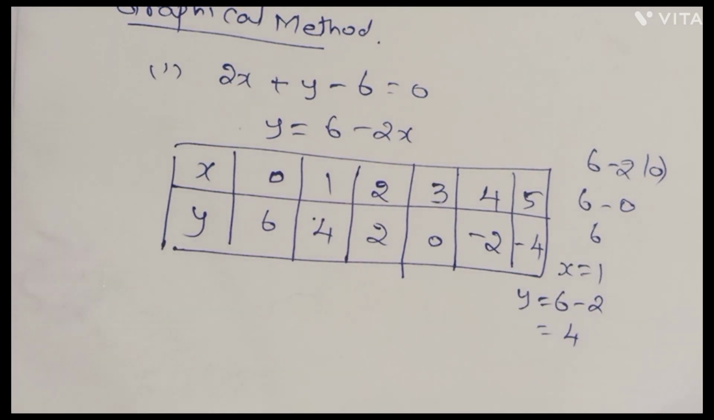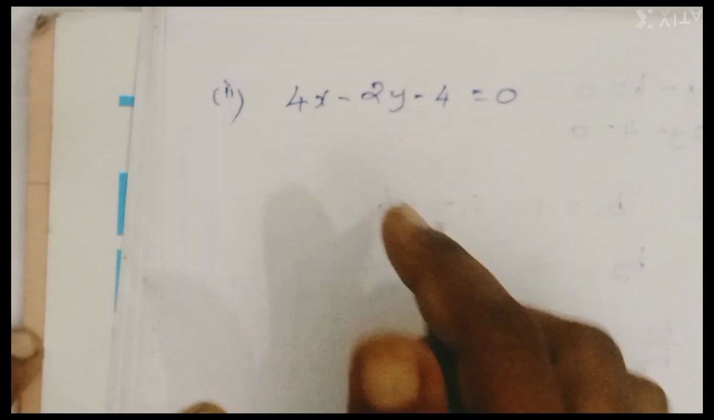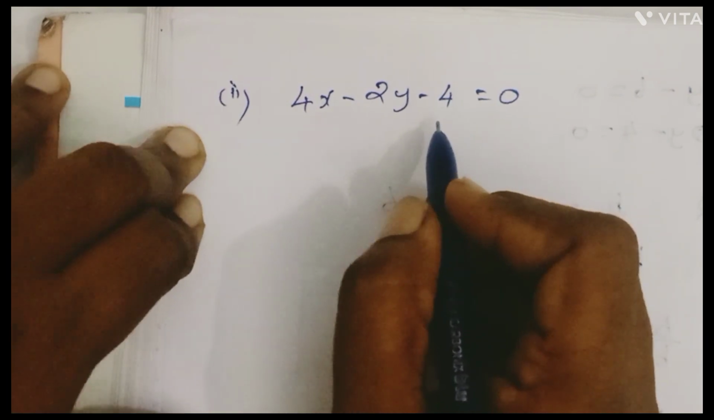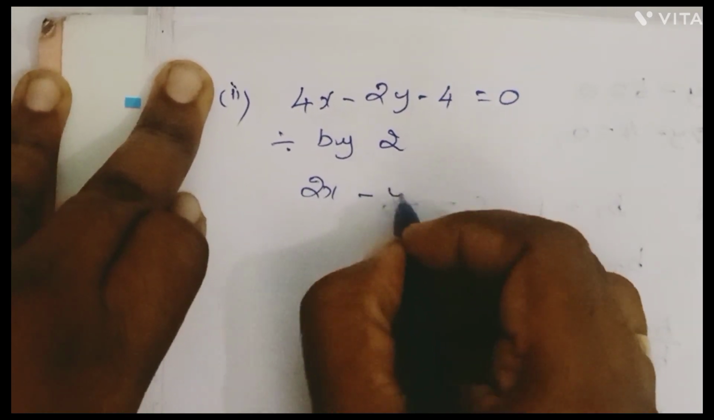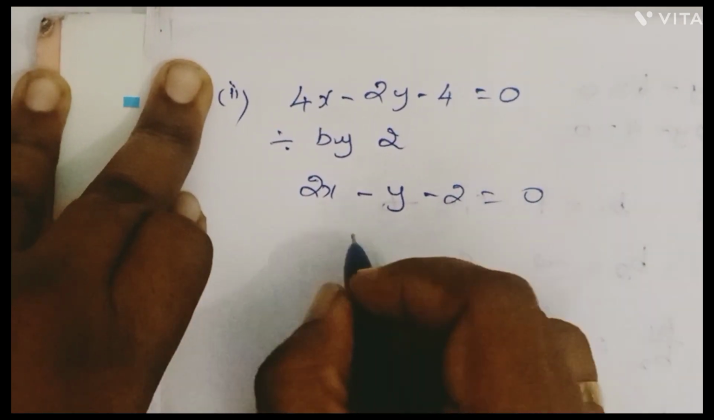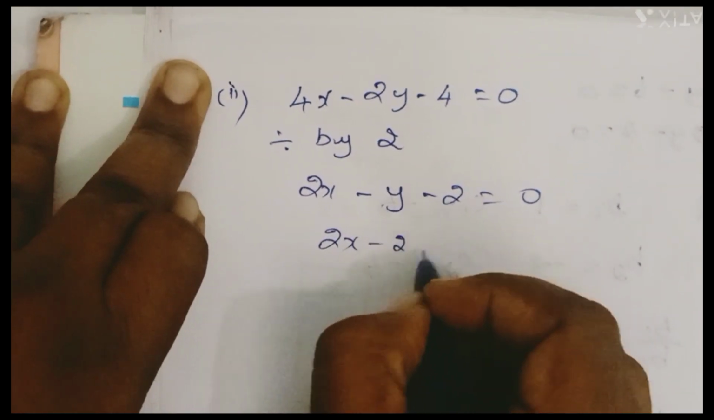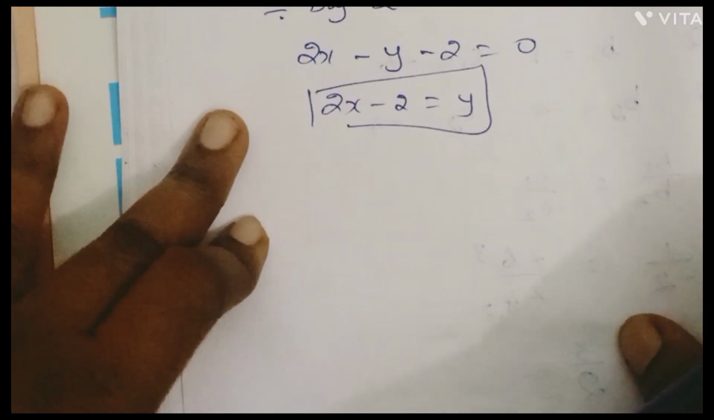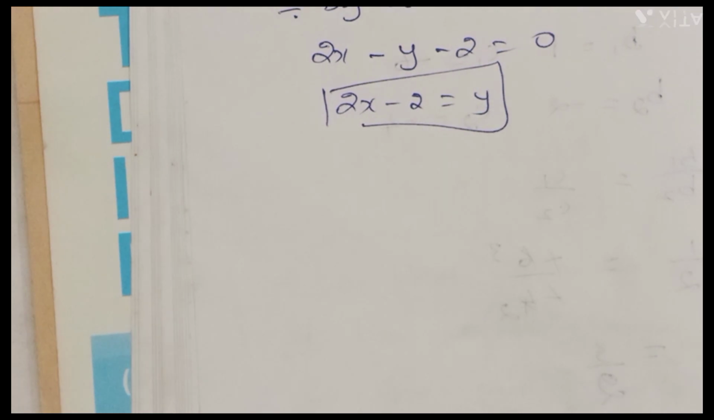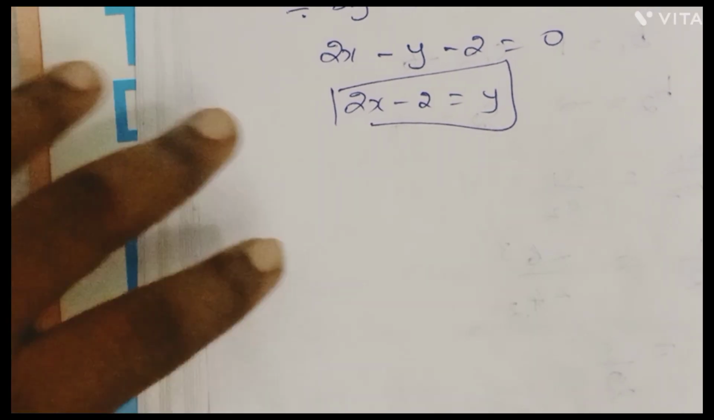Now consider the second pair of lines. Second one, 4x minus 2y minus 4 is equal to 0. When I divide by 2, we get 2x minus y minus 2 is equal to 0. So 2x minus 2 is equal to y. So we just find out the values for x and y.